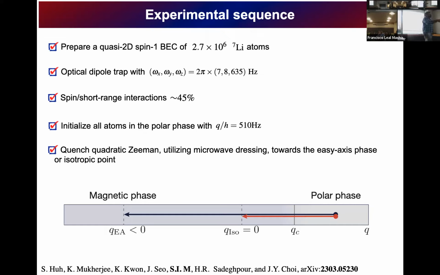This quench is achieved in the experiment with a microwave pulse. So we will quench either to this point or to this point, the different phases, and monitor the dynamical evolution of the gas, and then estimate the critical exponents.